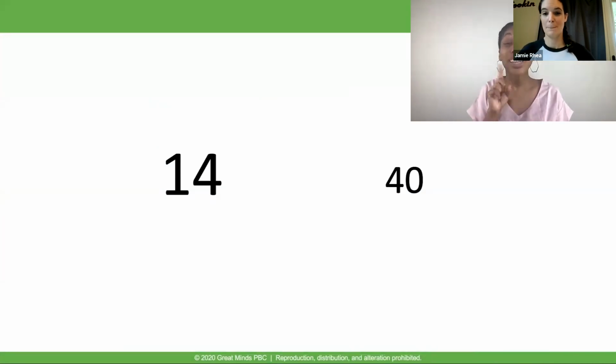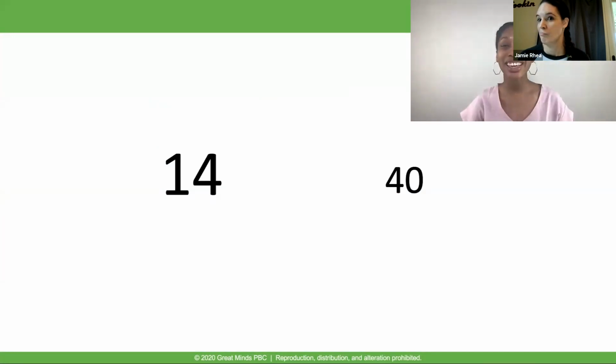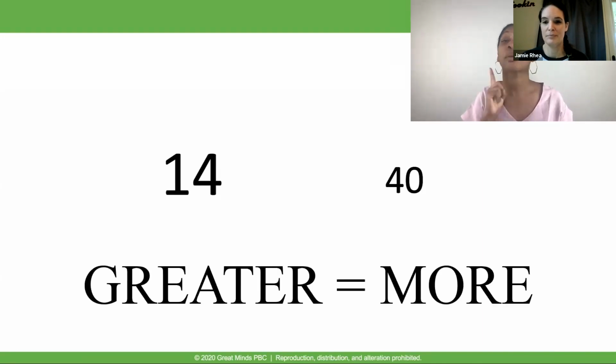I think 14 is correct. Ooh, do you think she's right? Because it's bigger in size. What do you think? Am I right? Does it matter if we write the number bigger? No. Huh. Well, which number is greater? Because I thought 14 was greater because it looks larger than the number 40. We know that it's 40 because there's more 10s. Oh, greater doesn't mean bigger? Nope. Yes, you're right. Greater means more.